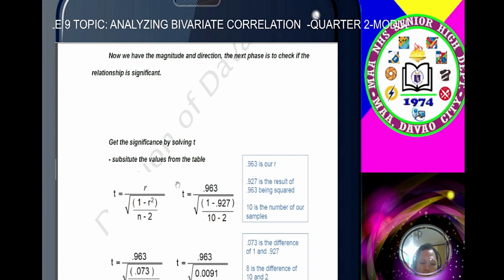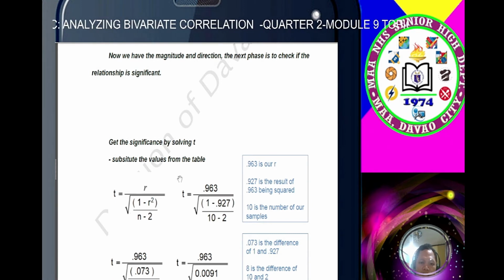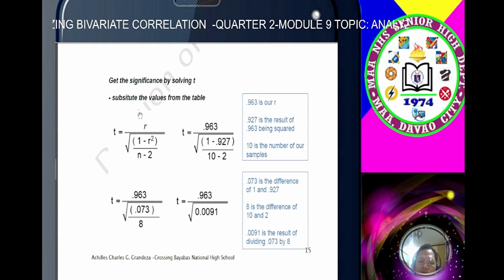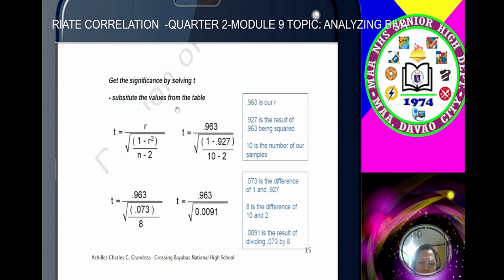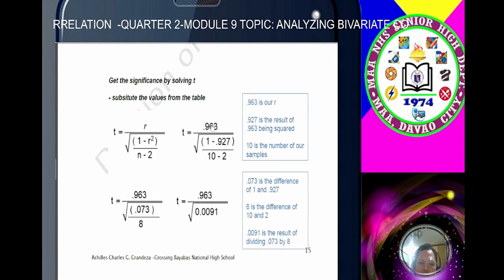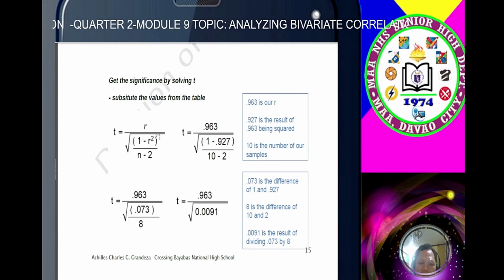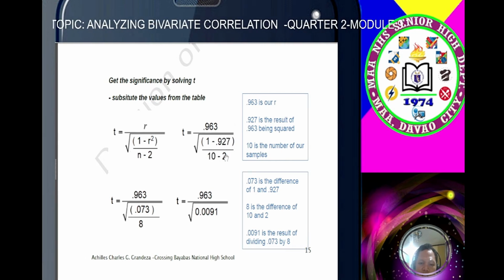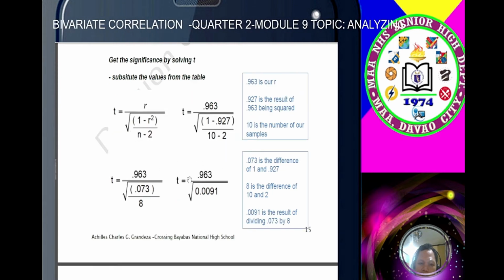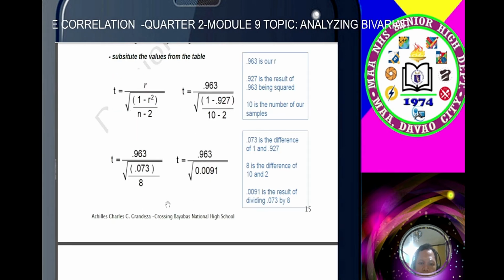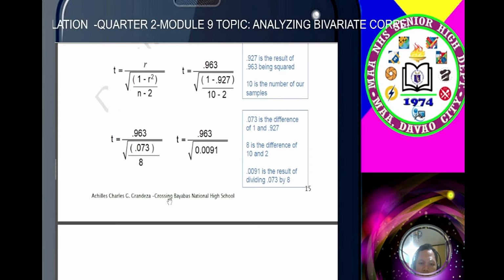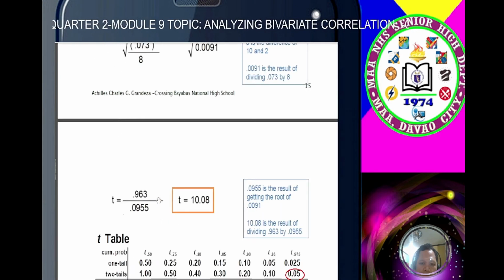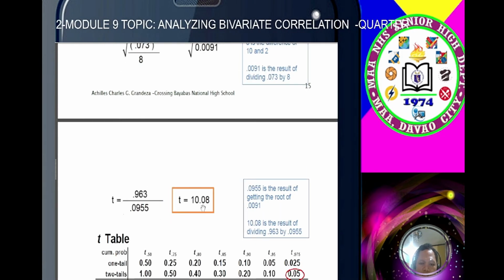So how do we get the significance? We solve for the t, substituting the values from the table. Our computed R is 0.963. Here's our formula: 1 minus 0.927, which is the square of the R. N is 10, so 10 minus 2. Just follow the computation here, and divide. The answer would be 10.08.